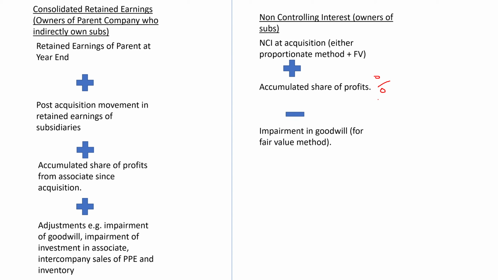Minus impairment of goodwill. For the fair value method, you allocate some of the impairment to NCI, and in that case you take away impairment. Also for both, you take away dividends paid out. There are two groups of dividends. They're going to be dividends paid out to the owners of the parent company, and then there are going to be dividends paid out to the NCI. So in both cases, you're going to reduce both equity accounts.